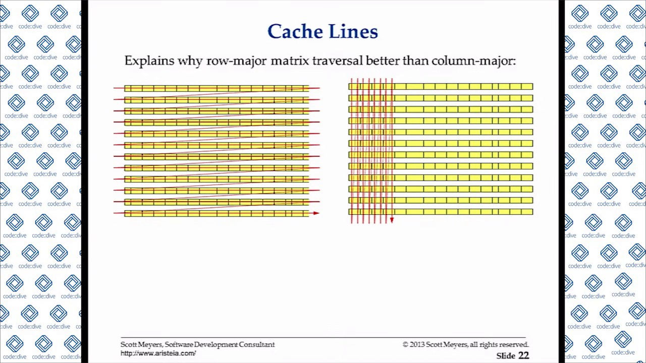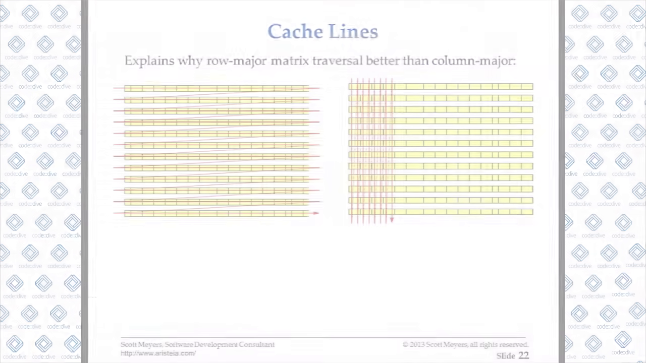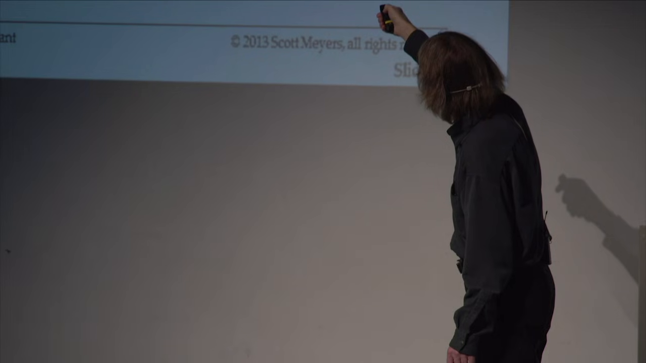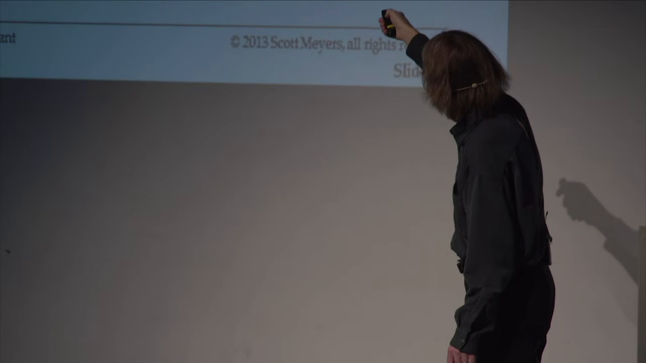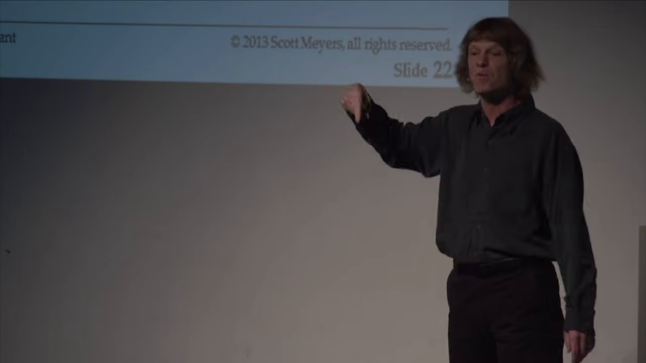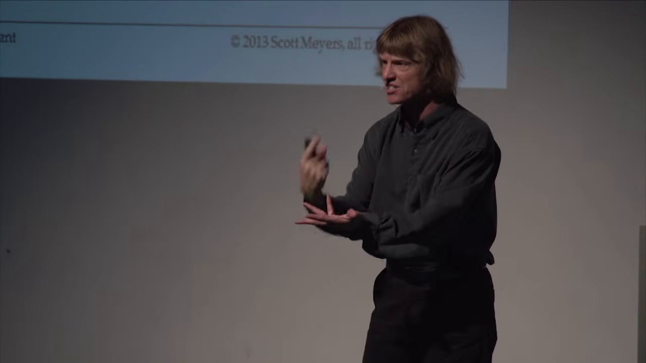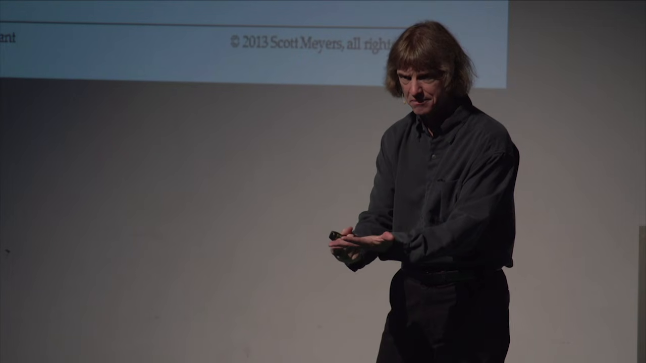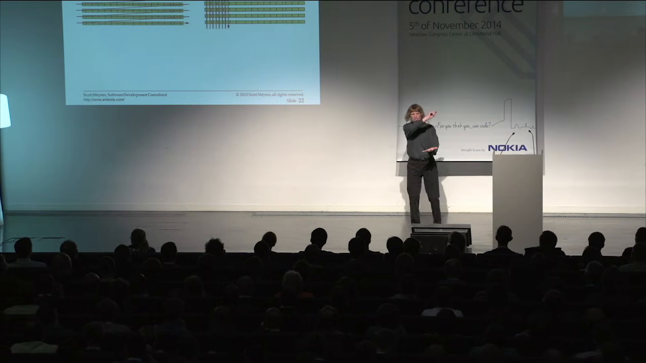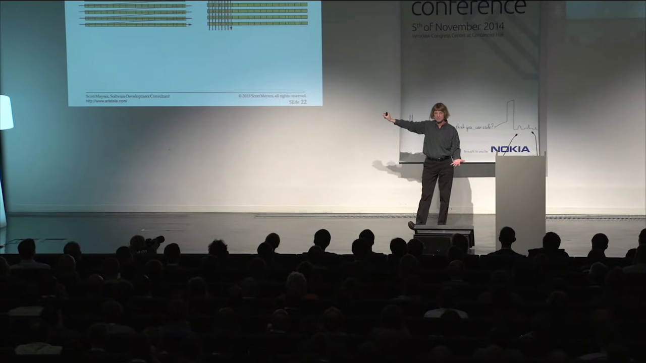With the column major traversal, if I get a cache miss here, I read in the entire cache line, which I then ignore, because now I go to the next line down here. And then I go to the next element, and I go to the next element, which means with a column major traversal, you are likely to run into cache miss, cache miss, cache miss, cache miss. Whereas with the row major traversal, you're running right down the cache lines.